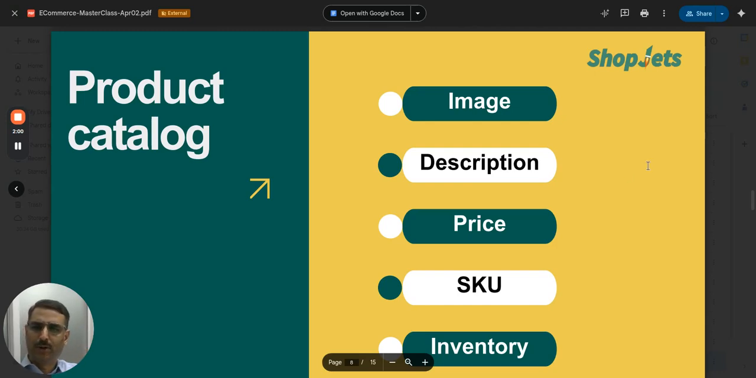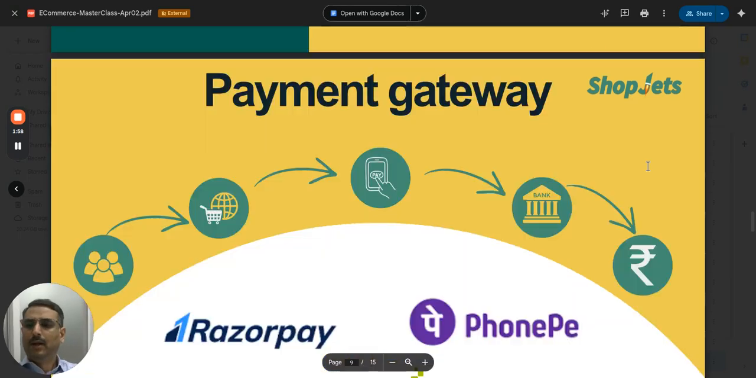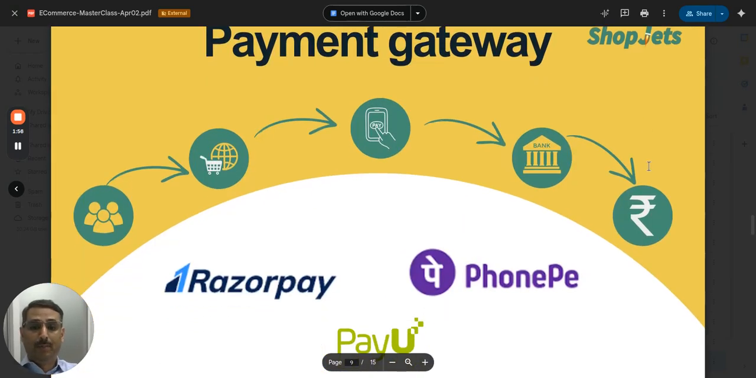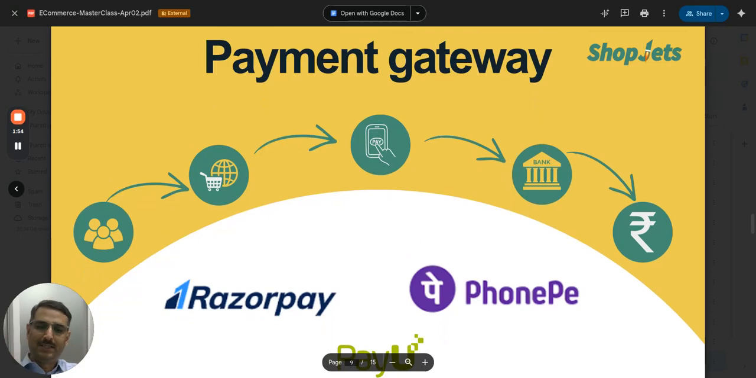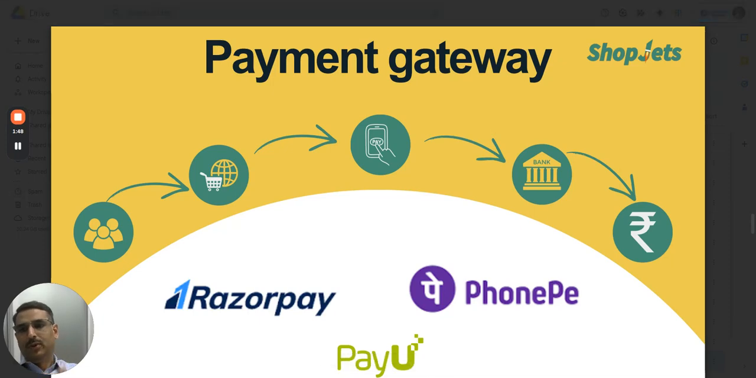So this is what is the product catalog. Now let's look at a payment gateway. So what is a payment gateway? What are the options that we have here and all of it? So payment gateway is the cornerstone of e-commerce. So you're able to do a direct to customer relationship because of the payment gateway.